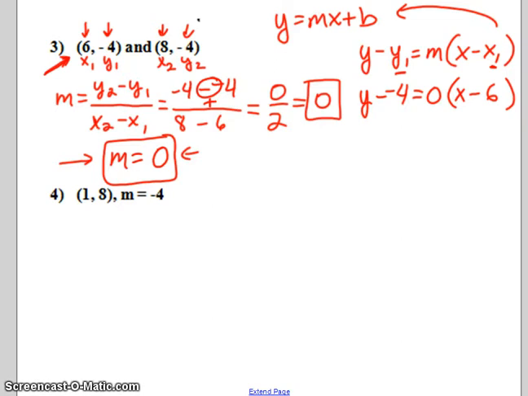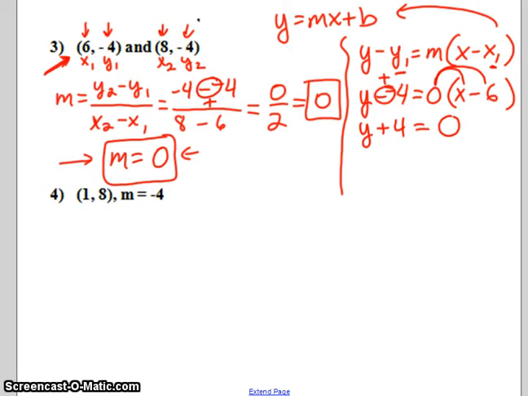The next step is to distribute: 0 times x, 0 times 6. What's 0 times anything? 0 times anything is 0. Now I'm going to clean this up. So we have y plus 4, and this 0 goes for both, because 0 times x is 0 and 0 times 6 is 0. So you have nothing on the right side of the equation. One more step: we have to get y by itself, because it's slope-intercept form, so we subtract 4 from each side. Y equals negative 4, and you're done.